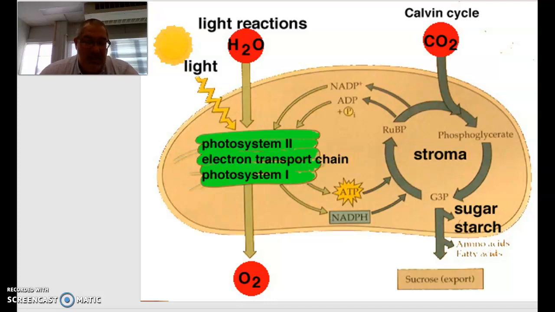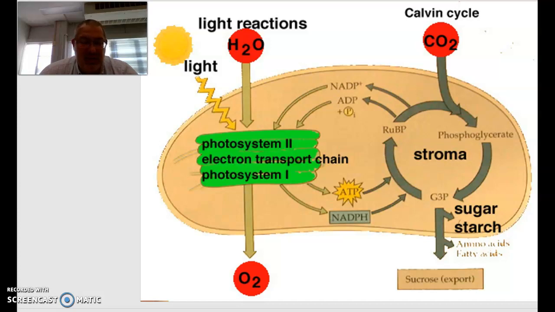Light energy splits water, releases oxygen, and releases electrons that are passed through two electron transport chains. The electrons and hydrogen atoms are eventually accepted by the electron carrier NADP. The movement of hydrogen ions results in the formation of ATP through the formation of a chemical bond.